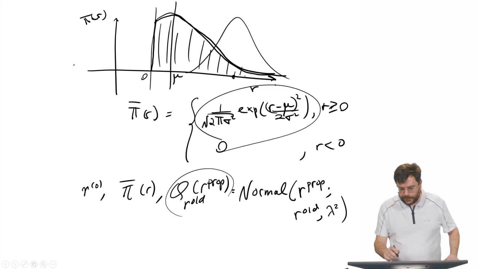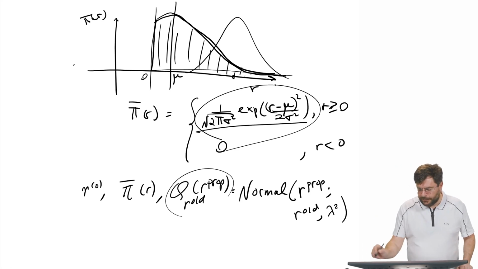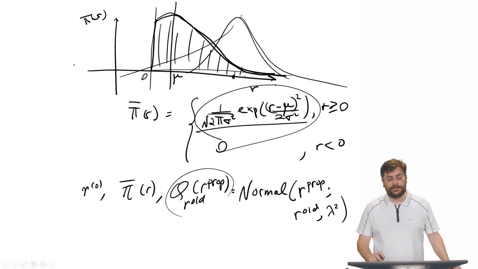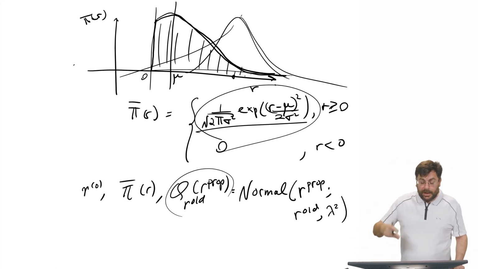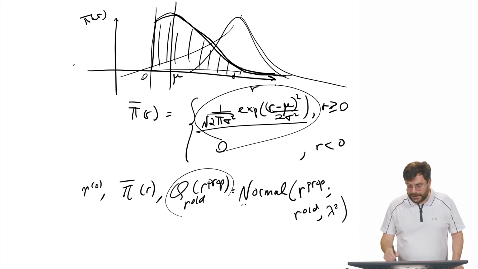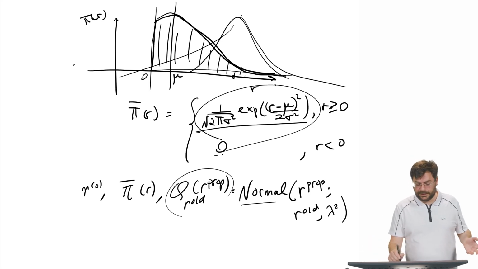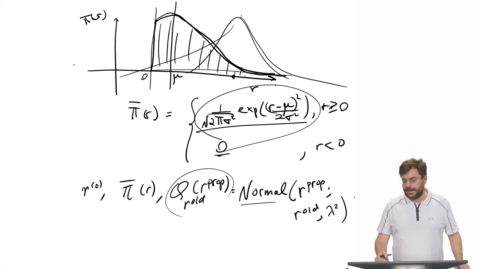My target distribution only has density from 0 to infinity, but my proposal distribution has density here at the normal from positive infinity all the way out to negative infinity. So it's possible that I propose negative values. What happens then? The density does not have negative values.